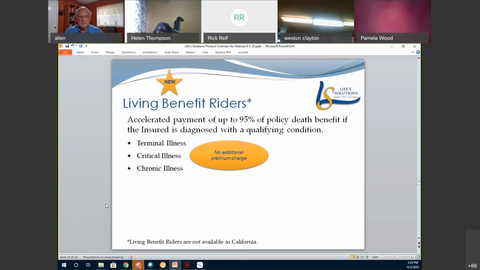Unfortunately, if you look at the bottom of the slide, living benefit riders are not available in California at this point. Not to say we won't get them someday, but for those of you who may be from the Gold Coast, we've had a hard time trying to get those approved, as have most everybody in the industry. But we continue to knock on that door, and we hope to get it. When we do, you'll be the first to know about it. Next slide, please.